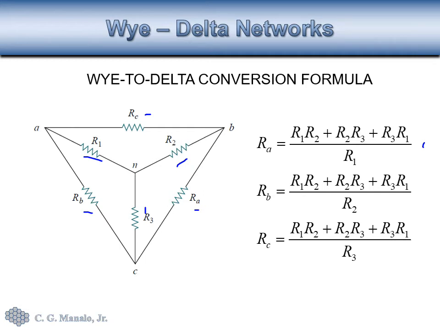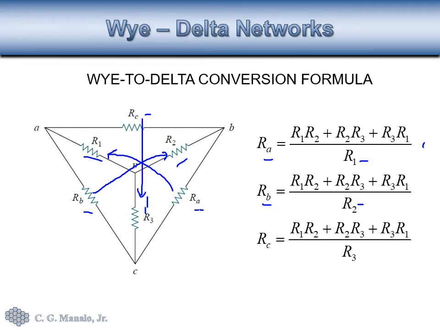So for example, if we want to get R sub A, we notice that the denominator is simply the resistance facing R sub A, or that is in front of resistance R sub A, which is R sub 1. For R sub B, its denominator is the resistance directly in front of it, which is R sub 2, and for R sub C, it's R sub 3.